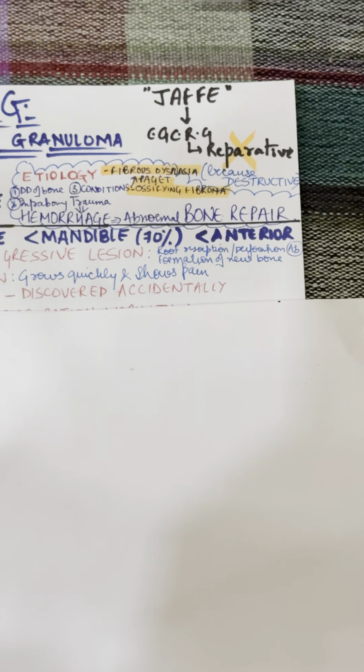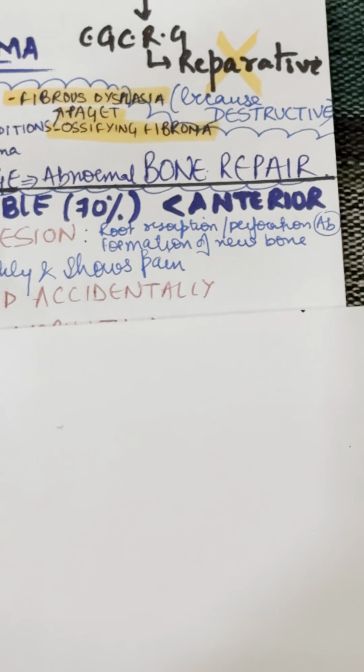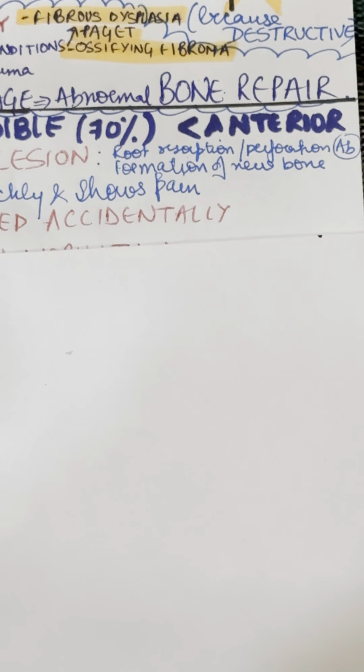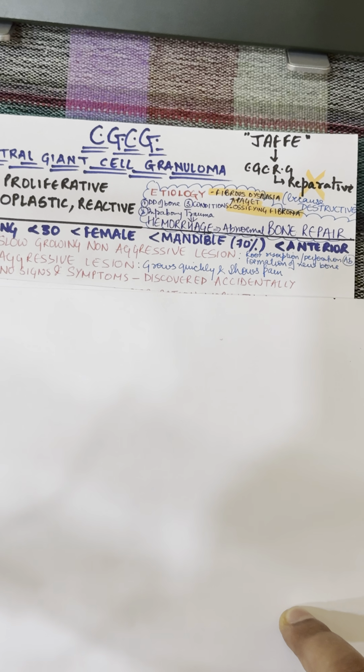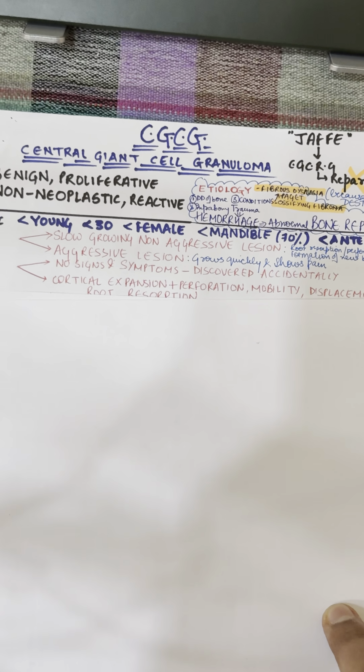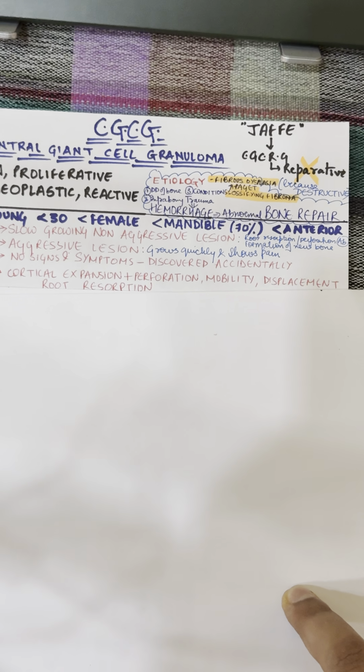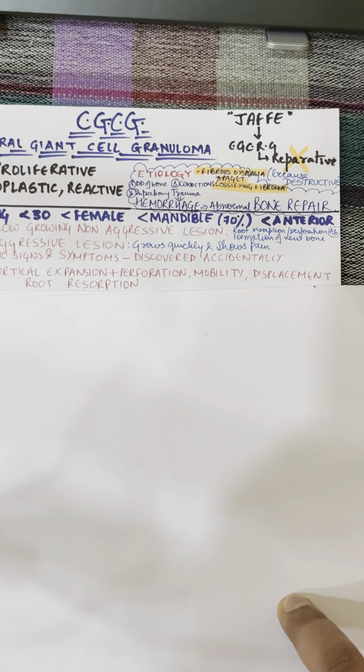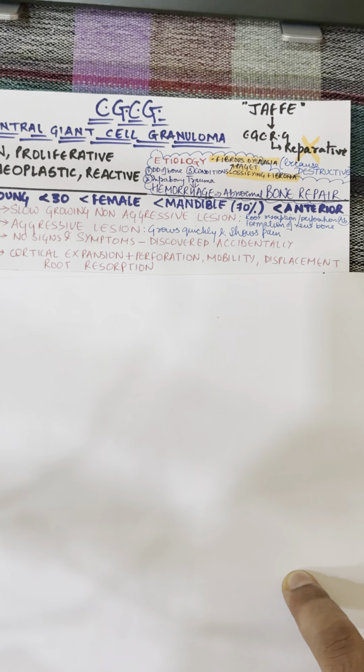So the non-aggressive one is usually slowly growing and may be discovered accidentally. It may cause root resorption, perforation is absent, and there is formation of new bone. And the aggressive lesion is quickly growing and shows pain, and either there might be no signs and symptoms and it is discovered accidentally, or there is cortical expansion and perforation, mobility, displacement, and root resorption.